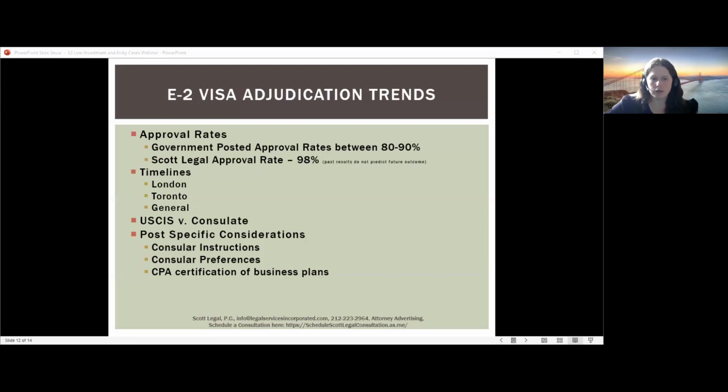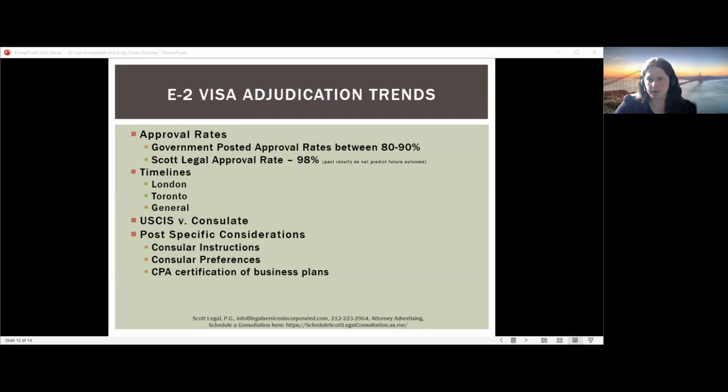Right now Toronto is a relatively fast consulate. They'll review within about 10 to 15 business days and then allow you to schedule an appointment. Usually appointments are available within a few weeks, similarly, usually within a month or so, give or take a week or two. Generally, in terms of timelines, it really can be all over the place. Some consulates have recovered from COVID fully, like Toronto and London, and there are some where there are still huge delays.